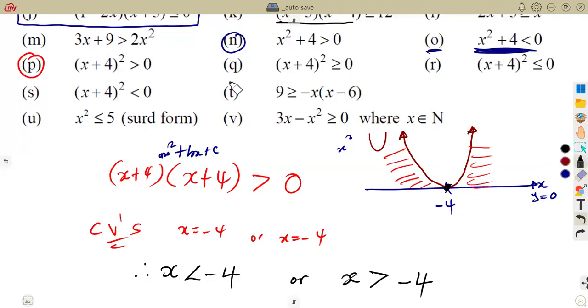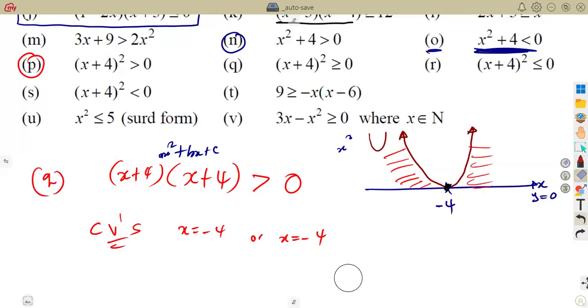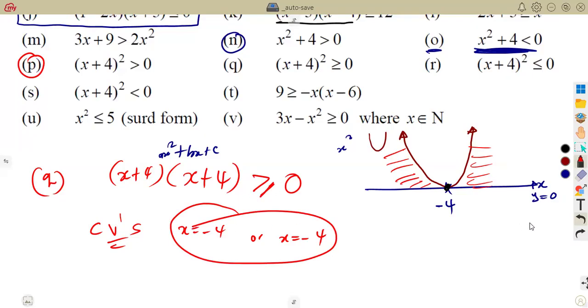This is our Q here. So on Q, this is what they are saying, guys: the same x plus 4 squared is greater than or equal to 0. So this part was not going to change. You find your critical values as it is. They will be at minus 4.